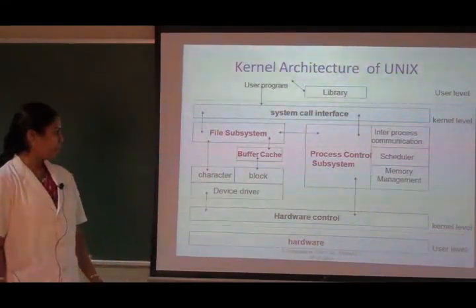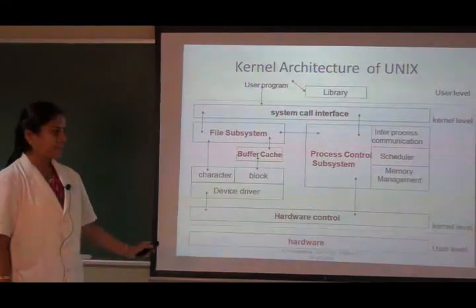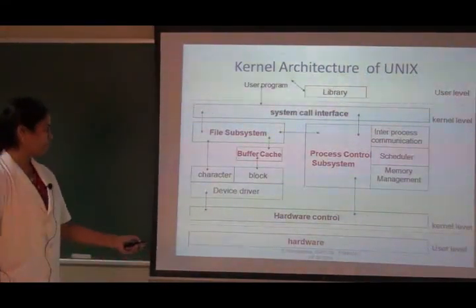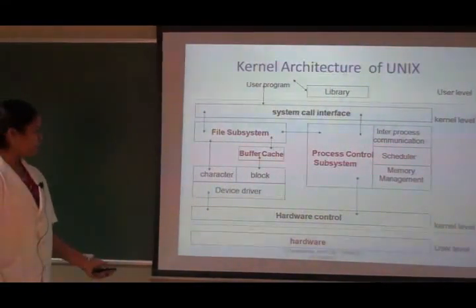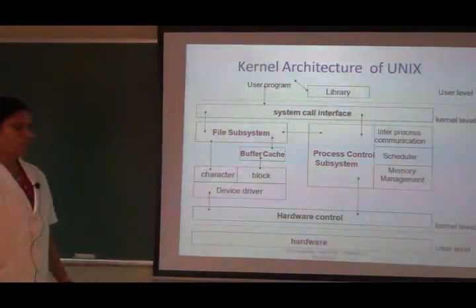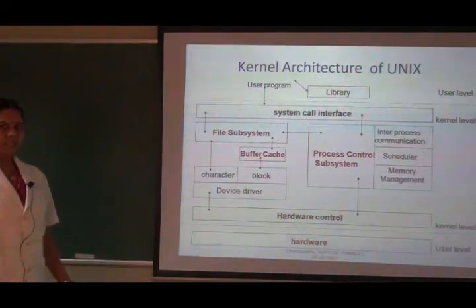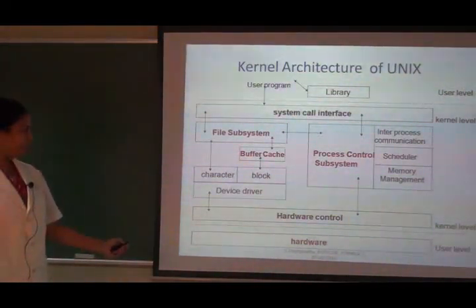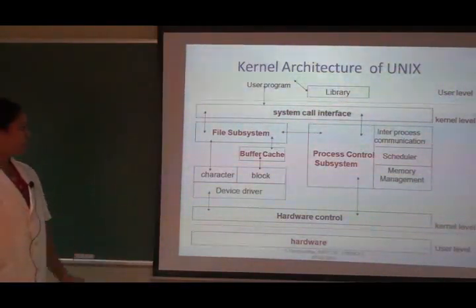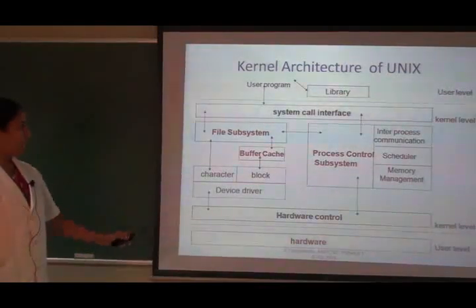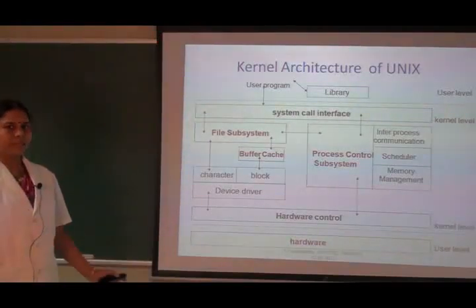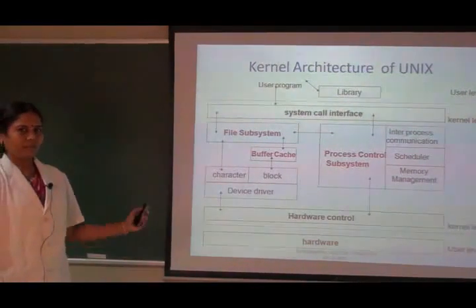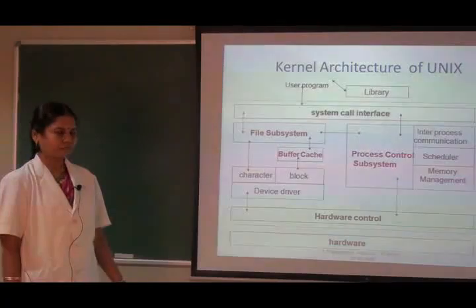The input output devices are of two types: character devices and block devices. A character device example is the keyboard. For block devices, examples are tape, disk, pen drive and CD-ROM. In between the file subsystem and the device drivers, there is a buffer cache module. The buffer cache module reads the content of the block device and interfaces with the file subsystem.